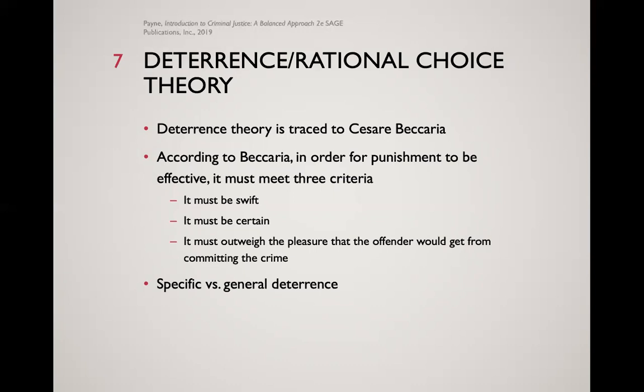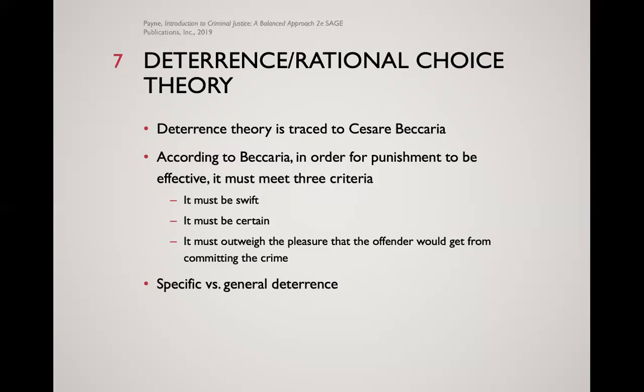Deterrence or rational choice theory. Deterrence theory is traced to Cesare Beccaria. He is one of the godfathers, you could say, of criminological theory. I would recommend knowing some of the names that are going to pop up in these PowerPoints. It is very, very useful to identify who has proposed the theory. You're going to see that come up with basically every single theory that I'm going to cover in this lecture. Knowing who proposed it and when it was proposed is very important in understanding criminological theory.